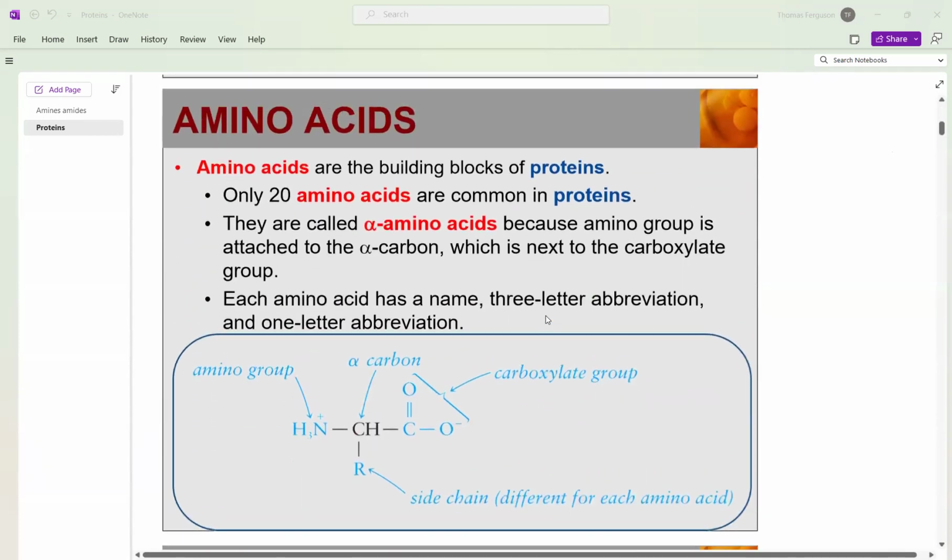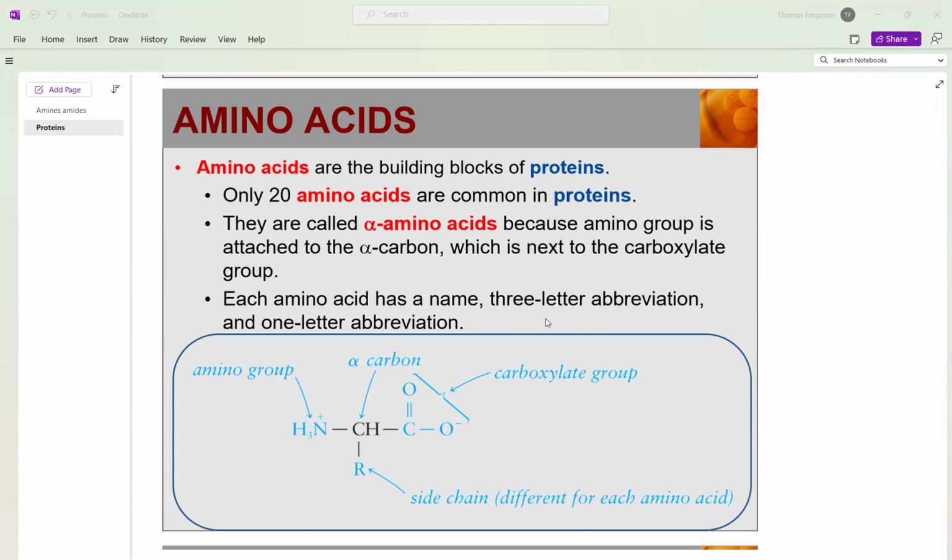Okay, most of you already know that proteins are made up of amino acids. And amino acids, there are 20 of them. Some are essential, meaning that you've got to intake them. Your body cannot make them. Not all of them, but some of them are essential.